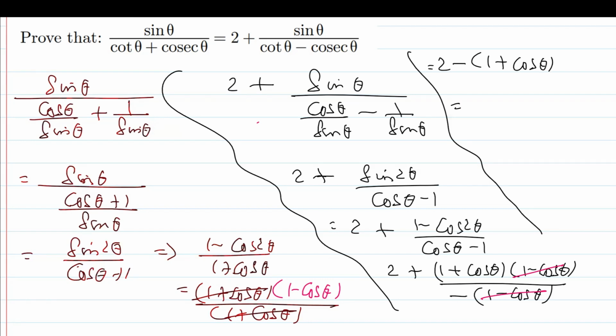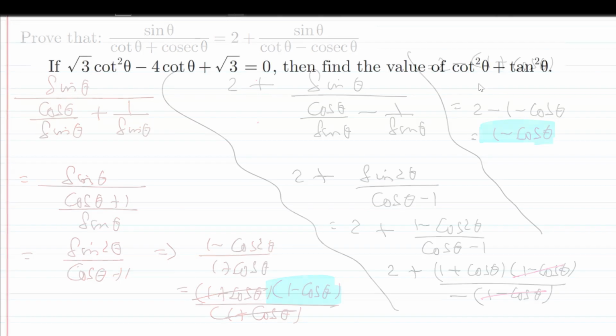So now this is what? 2. If I open this bracket, 2 minus 1 minus cos theta. So that results in 2 minus 1, which is what? 1 minus cos theta. So this is what? Our RHS, right? So we can see that the LHS and RHS are equal. So this is our RHS and this is our LHS. So this is how we will do this question.